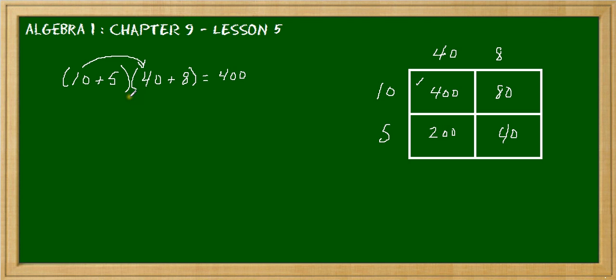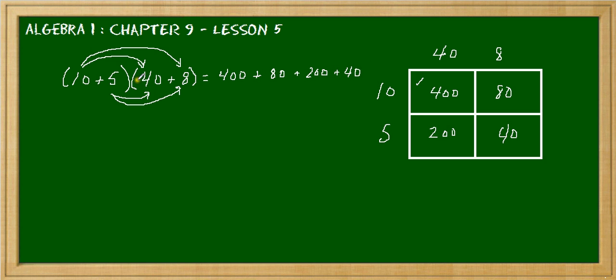The next thing we multiplied over here was 10 times 8. Okay, so we went all the way across and went on to this side. All right, so plus 10 times 8, and that would be 80. Then we multiplied the 5 times 40, okay, and that would be 200. And then we multiplied the 5 times the 8, and that would be 40. So then we would add these all up, and that would be our answer.